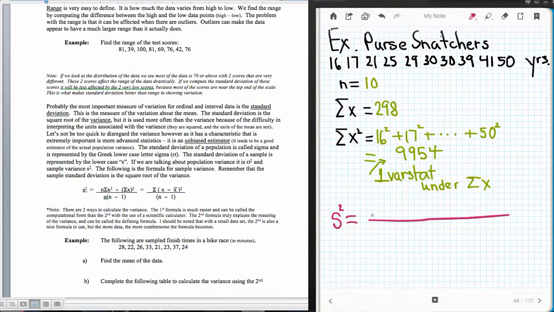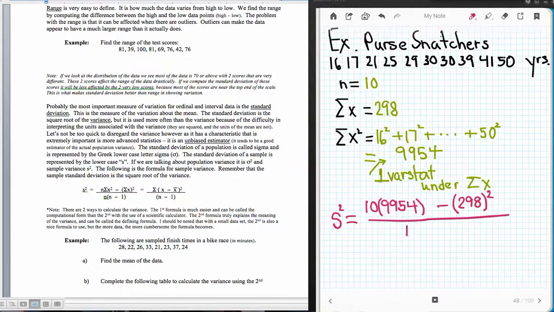And then we're going to write down our n, which is 10, and then we're going to write down the sum of our x squareds. Now we want to make sure that we get the right value in here. We want to put the sum of the x squared value first, and then minus the sum of our x value, and we're going to square that. So that's 298, and it's going to get squared.